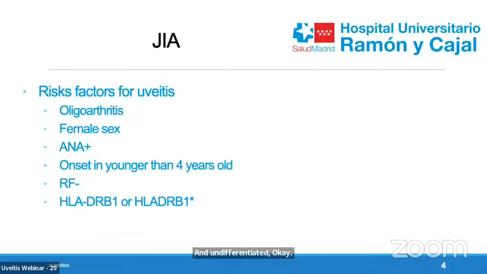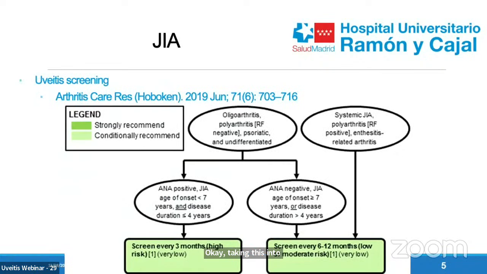The risk factors for developing uveitis in patients with juvenile idiopathic arthritis are the female sex presenting with oligoarthritis, having positive ANAs in 2 separate determinations, onset in younger than 4 years old, rheumatoid factor negative, and the presence of HLA-DRB1. Taking this into account, there is a recommended uveitis screening.